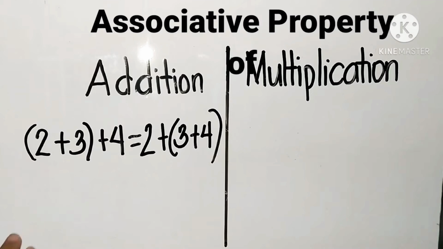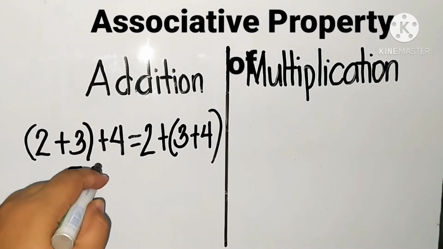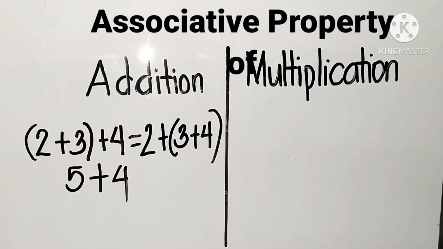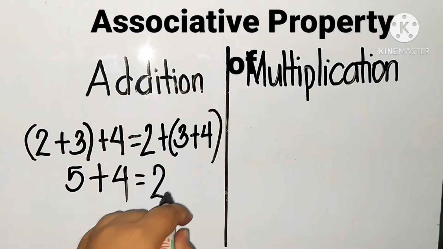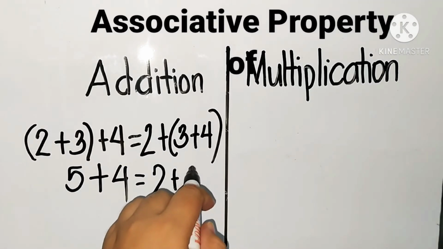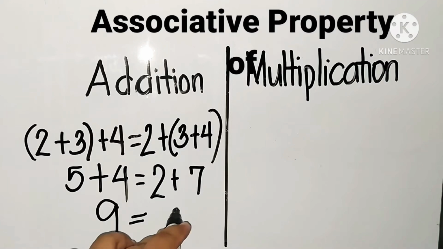So, let's start dun sa left side. 2 plus 3 is 5 plus 4. And on the right side, we'll have copy 2 plus 3 plus 4 is 7. So, kung nakikita nyo, sa solution, magkaiba sila. Yung left side ay 5 plus 4 and yung right side naman ay 2 plus 7. But look at the answer. If you'll add 5 plus 4, it will give you 9. And in adding 2 plus 7, it will also give you 9.